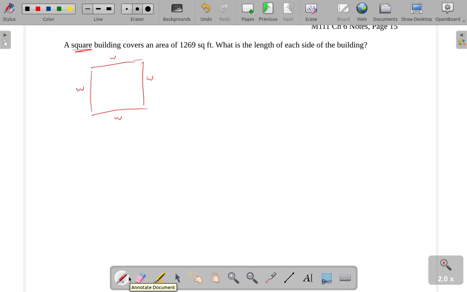The reason I wouldn't choose to do that is because if this is a square building, these are the same number, and it's a lot easier if we have the same number, just use the same symbol for it. That way you don't have to worry about having two different variables floating around.